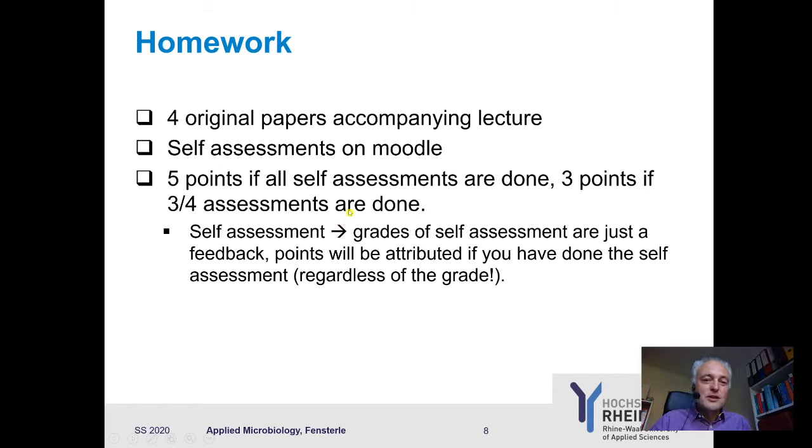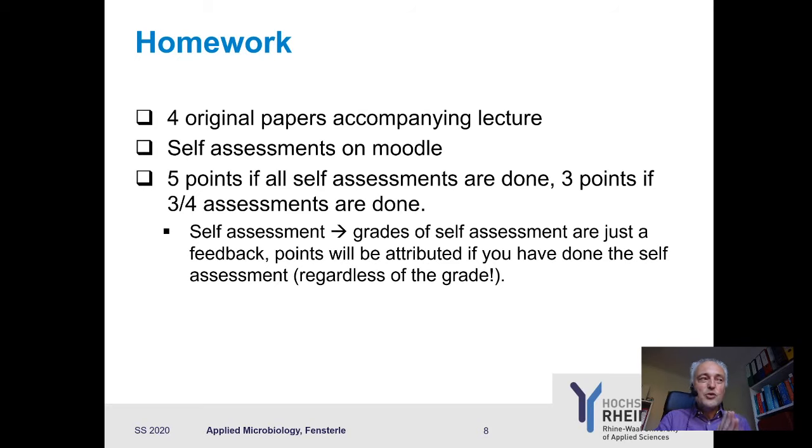How does the homework look? The homework is 4 original papers which accompany the lecture. These are side topics to the lecture. And then you have self-assessments in Moodle for these papers. You get 5 points if you have done all self-assessments, so all of these 4. 3 points if you have done 3 self-assessments, and obviously 0 points if you have done fewer than 3 self-assessments.